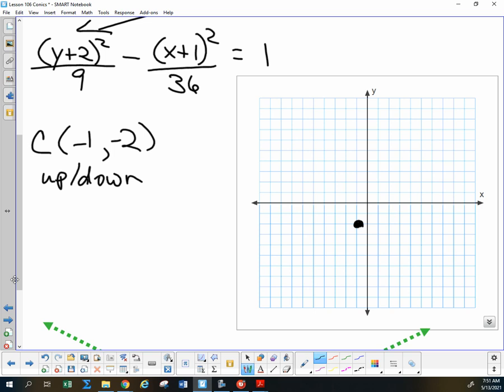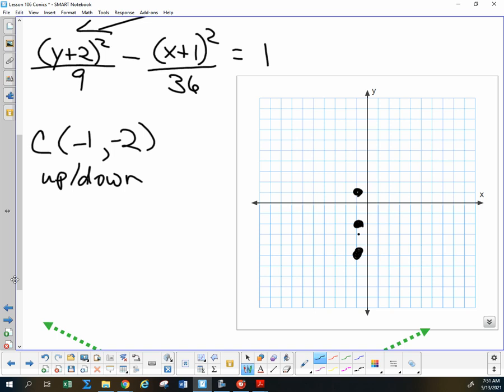So to get to my vertices, how far from the center do I need to go in the y direction? Who can tell me that? Ben. So I take the square root of the y denominator. That's how far I go in the y direction. So 1, 2, 3. This is a vertex. 1, 2, 3. This is a vertex.